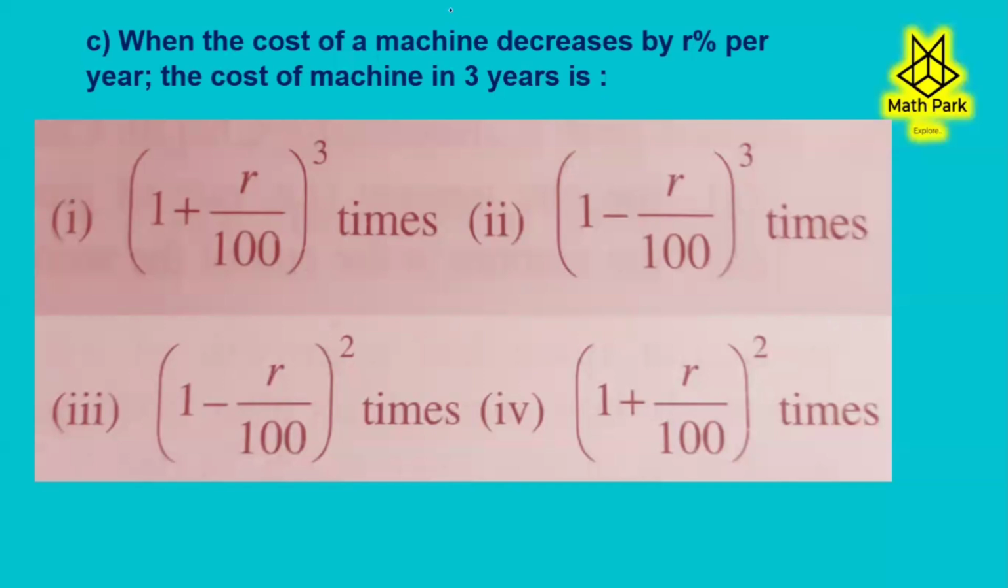The cost of a machine decreases by R% per year. The cost of the machine in 3 years. R% per year, there is a decrease. So 1 minus R upon 100 raised to 3, since it is 3 years. So option 2 is the correct option.